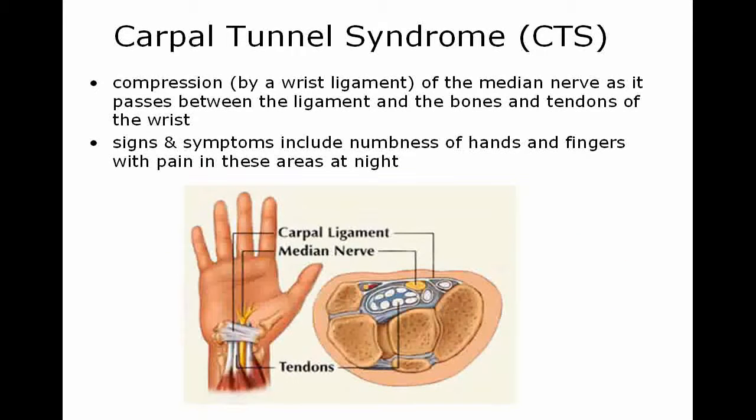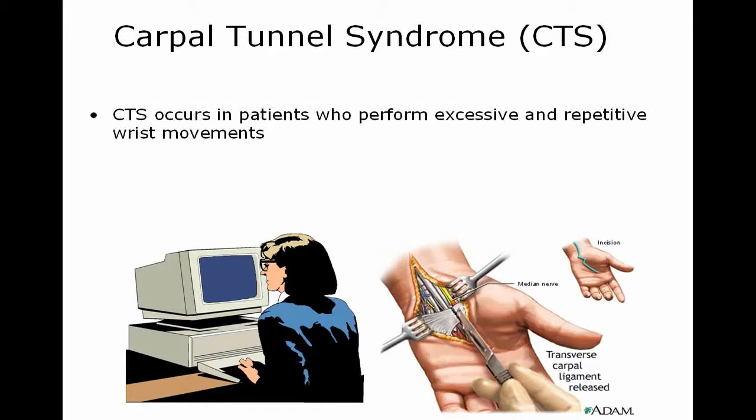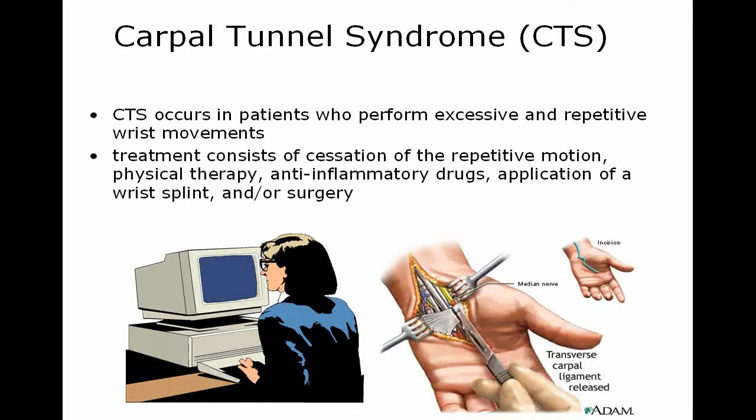It's also referred to as an overuse syndrome. The person is one that performs excessive and repetitive wrist movements. Now, one of the treatments listed is to stop the repetitive motions. Well, that may or may not be possible. Depends on what the person's job is. People who are especially prone to carpal tunnel syndrome are those that work at keyboards for long periods of time.